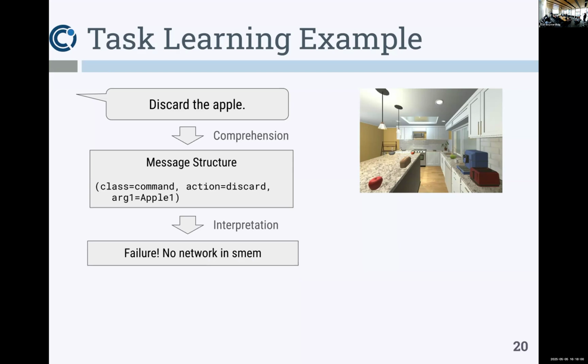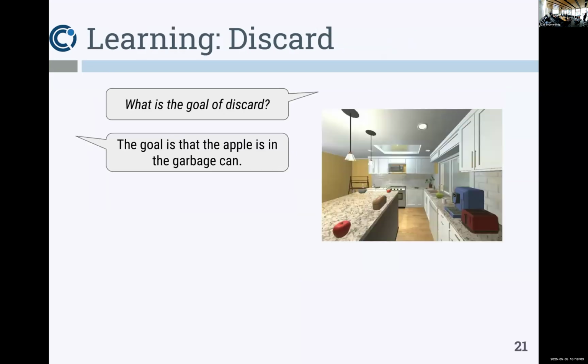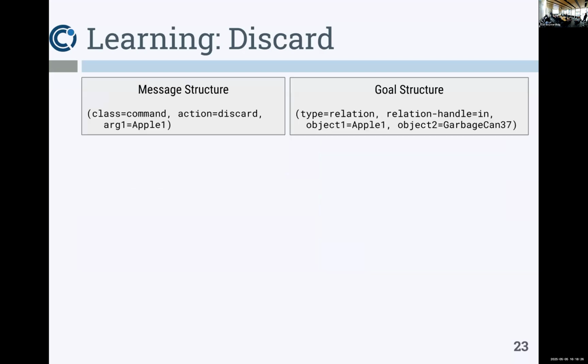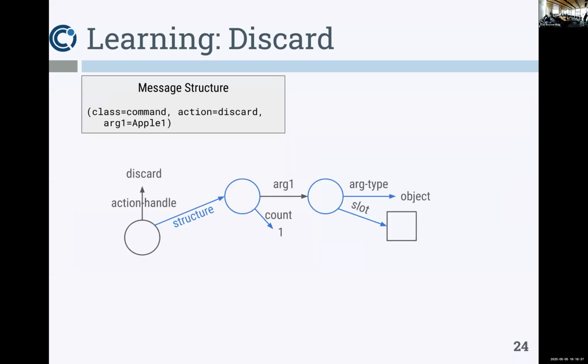So it's going to ask a question. It's going to ask, okay, what is the goal of discard? And the instructor can reply something like, okay, the goal is that the apple is in the garbage can. So this message goes through comprehension, and we get some representation of this goal structure that the apple is in this garbage can. So we can now start the learning process. We have these two pieces of knowledge. We have the command, the message, and then we have this goal, and we're going to use them to create this network in semantic memory.